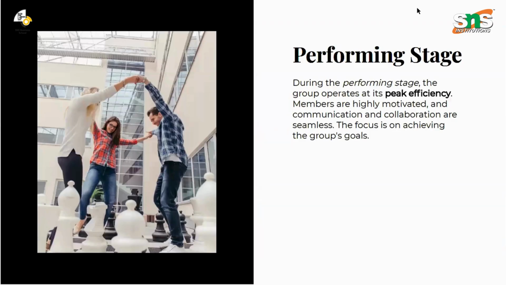After the norming stage, we get into the stage called the performing stage. As we read here, during the performing stage, the group operates at its peak efficiency. Members are highly motivated, and communication and collaboration are seamless. The focus is on achieving the group goals. As we started with unknown persons in a group, now, after all the conflicts we crossed, we came into the performing stage.